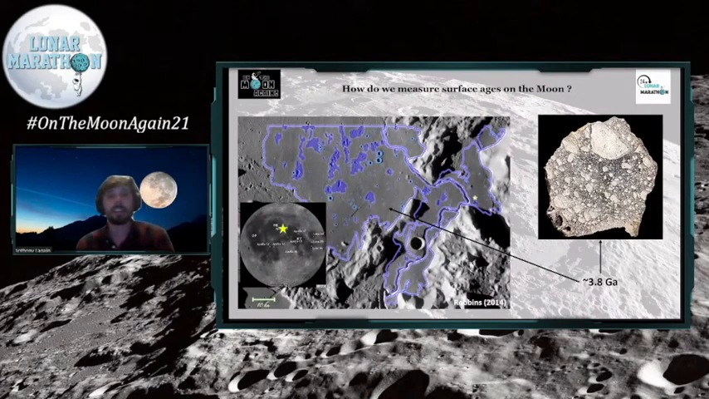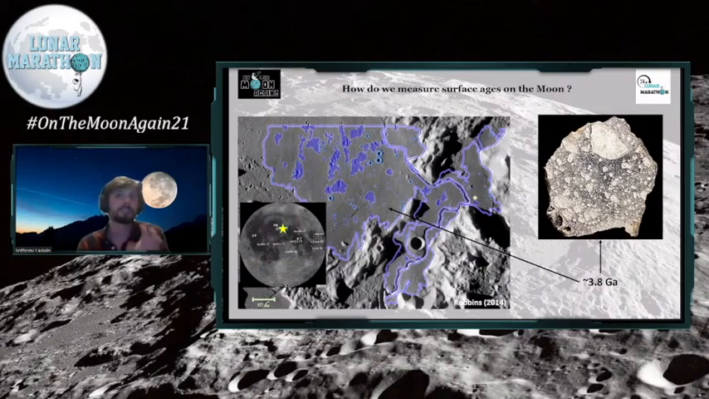And the good point is that we know that thanks to the samples that have been collected on the moon and dated in laboratory. We've been able to compare the number of impact craters located on the landing sites of those missions with the age of the rocks that have been collected. For example, here, this is the landing site of Apollo 15, symbolized by the yellow star.